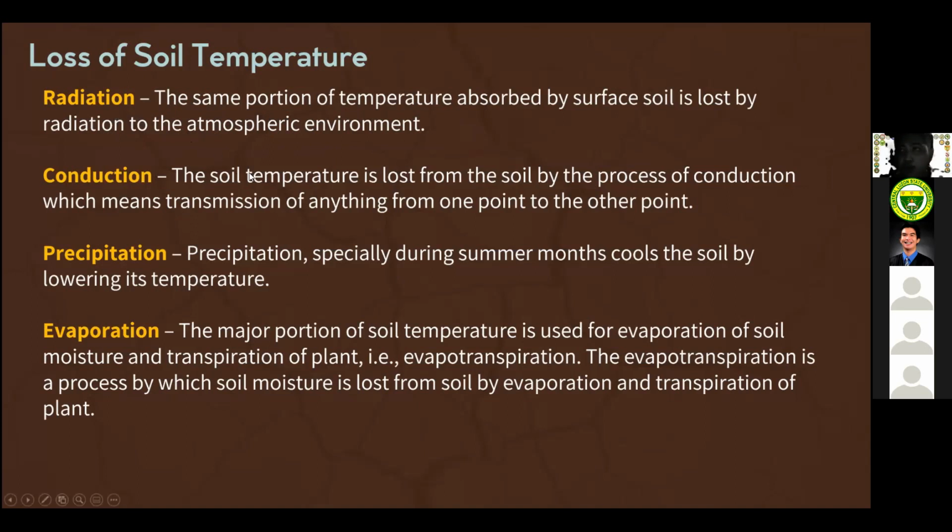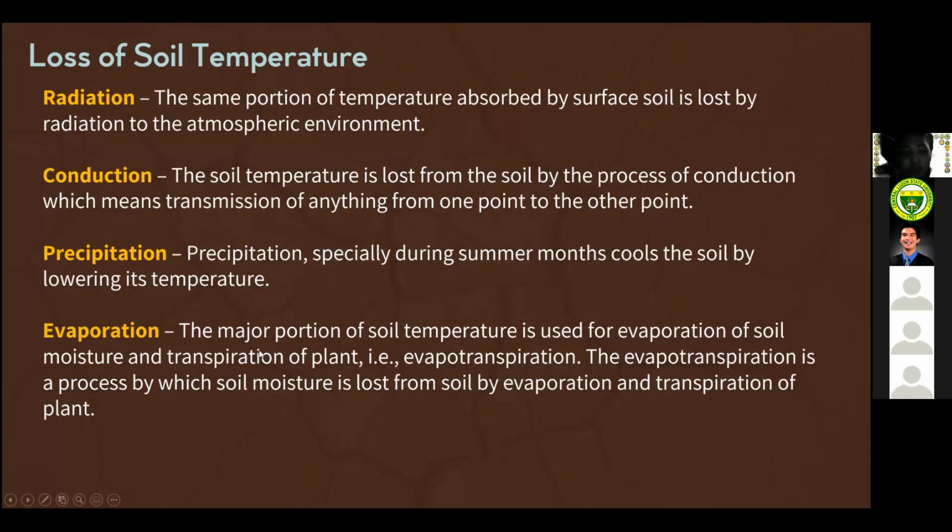So the most common way na change yung soil temperature natin is through conduction. So when we say conduction, the soil temperature is lost from the soil by the process of conduction, which means transmission of anything from one point to another. So pagka, like for example, yung soil natin nagkaroon ng water, okay? So through conduction nagkakaroon ng heat transfer sa soil and water. So that's conduction. Then precipitation, especially during summer months, cools the soil by lowering its temperature.